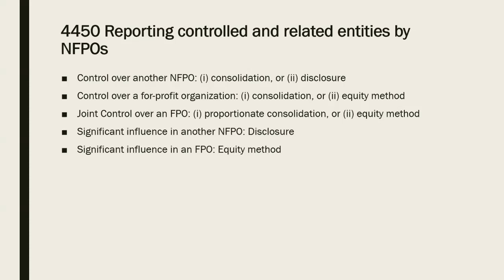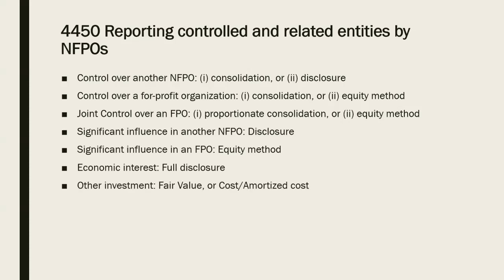Significant influence in a business has to be accounted for using the equity method. If a not-for-profit organization has economic interest in another entity, it must provide full disclosure of such economic interest. Other investments must be accounted for either at fair value for investments in shares, or at amortized cost if these are investments in bonds or such other debt securities.